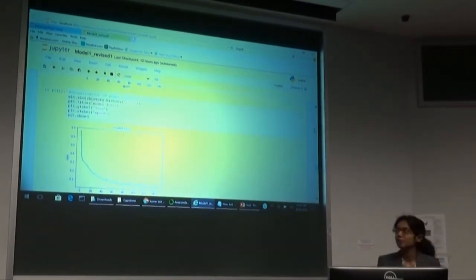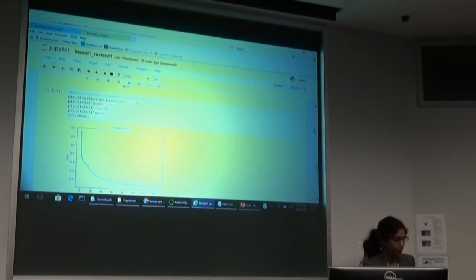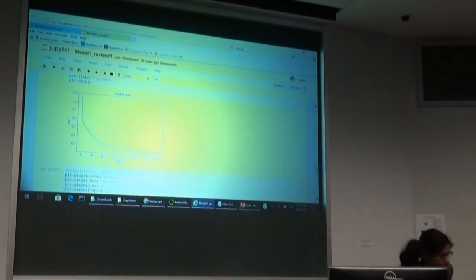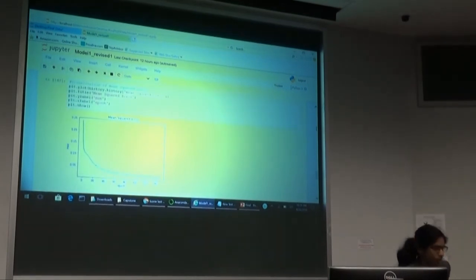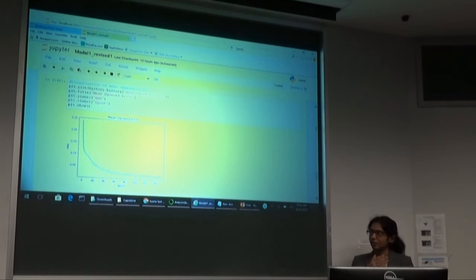As the accuracy increases, the error should reduce. This is what this graph is saying. The loss is reducing as the epochs are increasing. Same for this one. This is the mean squared error graph, where the error is continuously decreasing as the epochs increase.